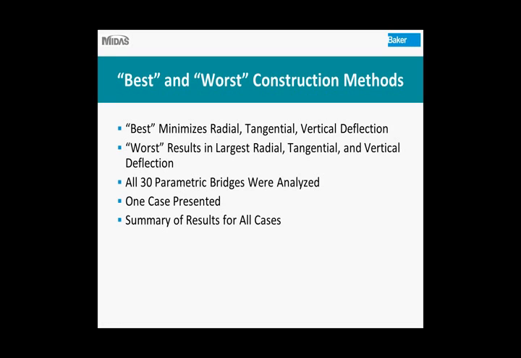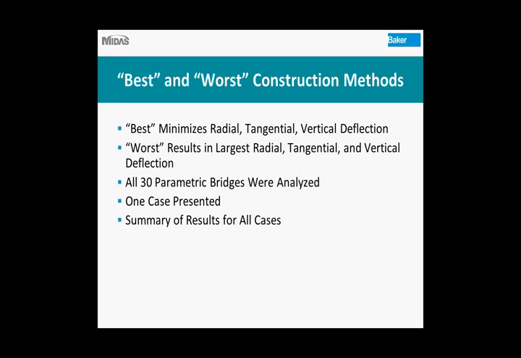Okay, so this slide, one of the other things we also tried to do, we had all this data from all these different bridges. We wanted to take a look at if we could possibly determine what we're deeming as the best or the worst construction method. And by the best, we're just saying that is the construction method that minimized radial, tangential, and vertical deflection. So deflection in all three directions. And worst resulted in the largest deflection in all three directions.